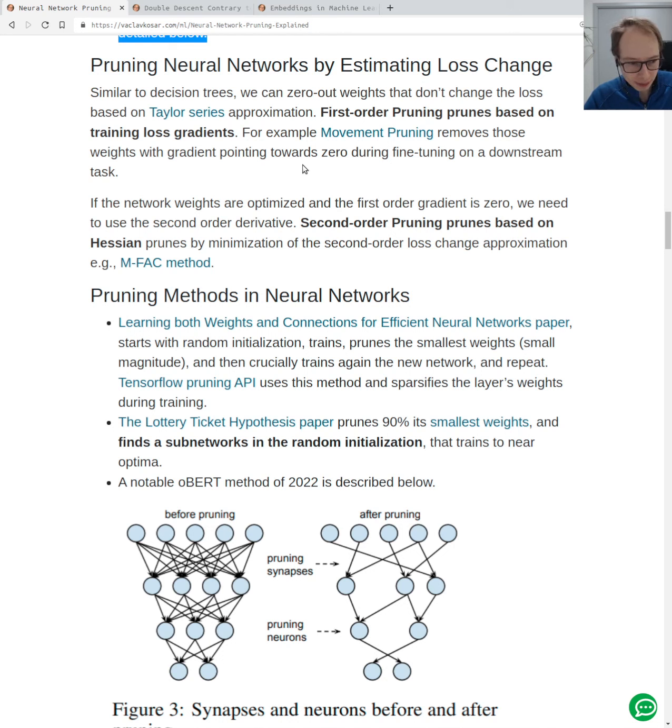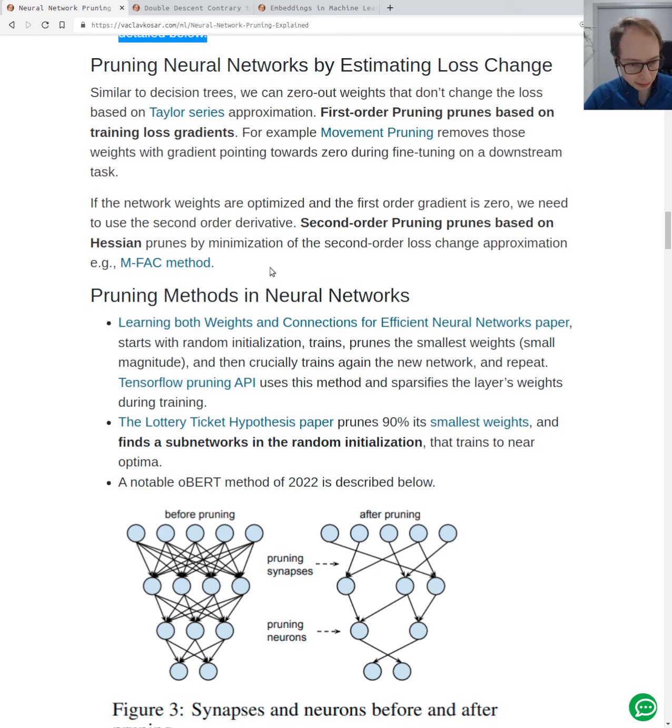However, if the network is already optimized for a certain task, we are not retraining for some other task by fine-tuning. Instead, we already have a network trained on a certain task, and in that case the gradient is effectively zero, right? Because the network is already optimized. So then we need to work with second order pruning, based on the second order derivative, which is called the Hessian matrix.